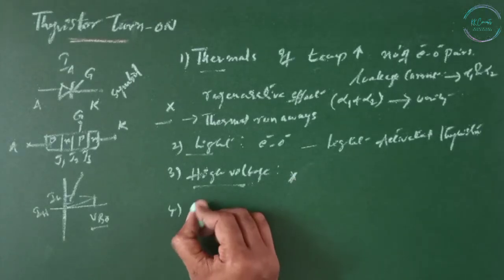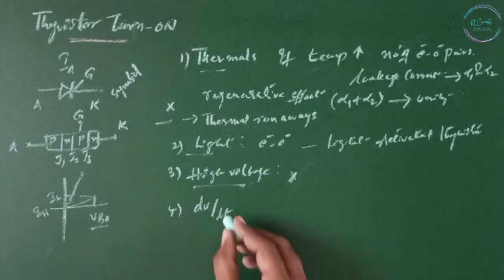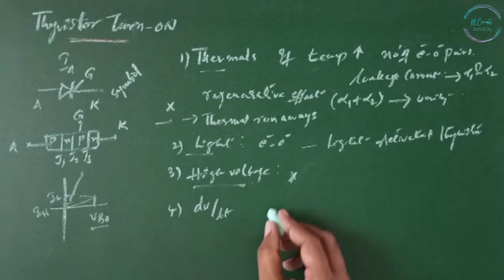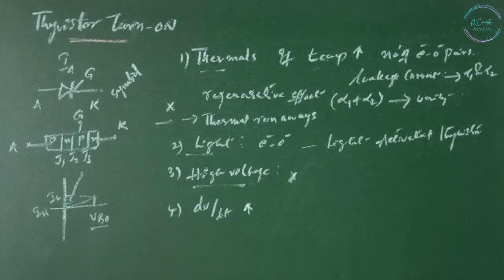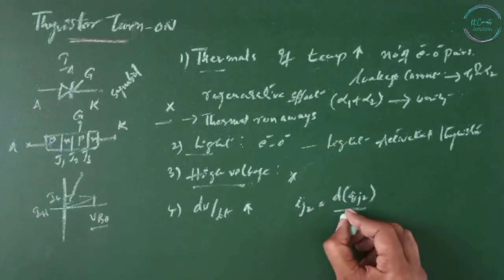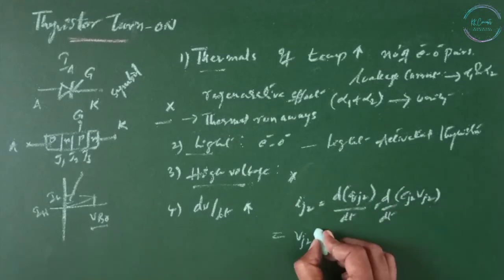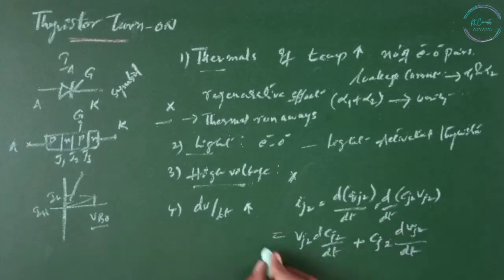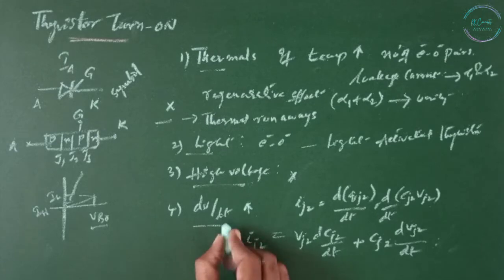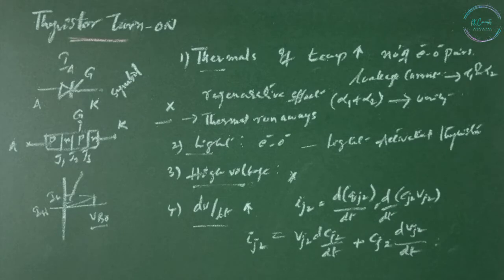Fourth type, a dV by dt turn on. If the rate of rise of anode to cathode voltage is high, the charging current of the capacitive junction may be sufficient enough to turn on the thyristor. Since we have the relation, the charging current of the capacitor junction may be sufficient enough to turn on the thyristor. A high value of charging current may damage the thyristor. The thyristor must be protected against high dV by dt, and the manufacturer specifies the maximum allowable dV by dt of a thyristor.